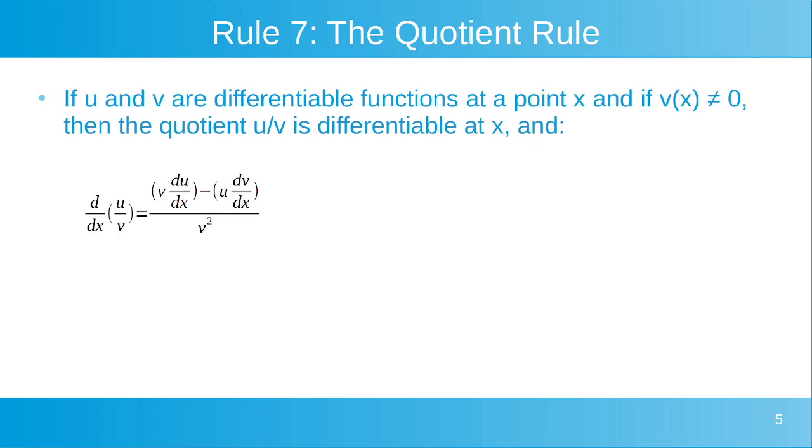So our seventh rule is the quotient rule. If u and v are differentiable functions at a point x, and if v of x is not equal to 0, then the quotient, u divided by v, is differentiable at x, and the derivative of u divided by v with respect to x is equal to v du dx minus u dv dx, all divided by v squared. So that's our quotient rule.